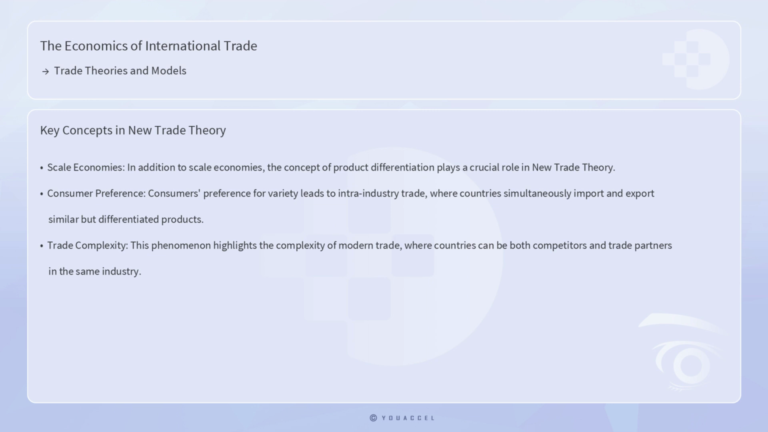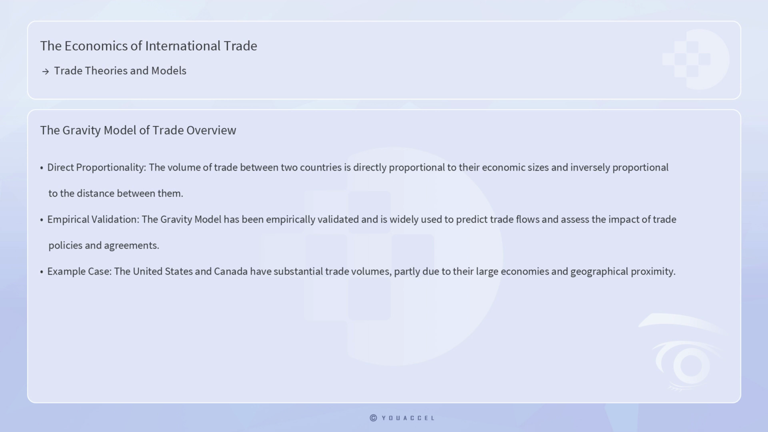industry. The gravity model of trade, inspired by Isaac Newton's law of gravitation, provides another perspective on international trade patterns. This model posits that the volume of trade between two countries is directly proportional to their economic sizes and inversely proportional to the distance between them.